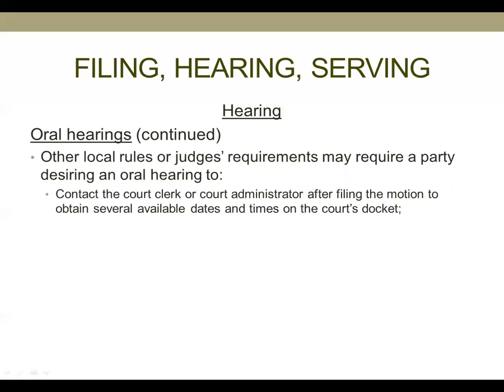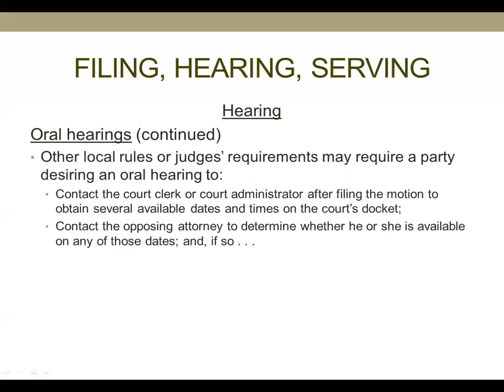Other local rules may require that a party who wants an oral hearing contact the court clerk or the administrator of the court after filing the motion to obtain available dates and times on the court's hearing docket. And many require that once you've done that, you then have to contact the opposing attorney to make sure that attorney would be available on one or more of those dates, and if so, to contact the court clerk back to confirm, either orally or in writing, the date and time of the hearing to take place.